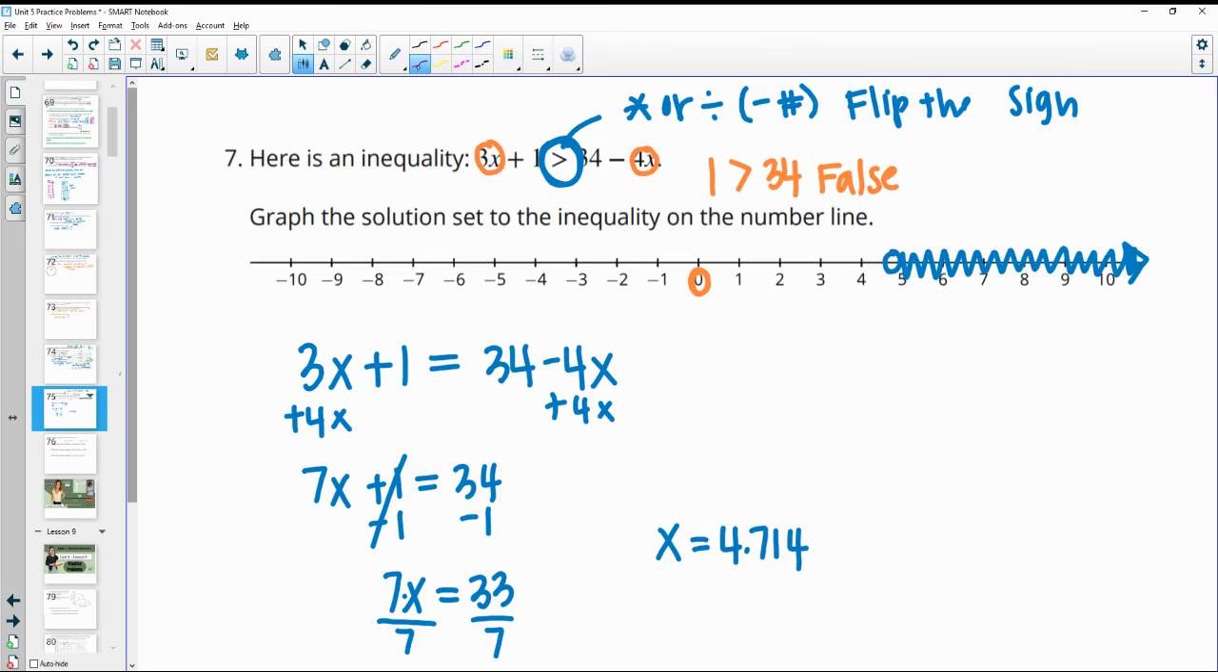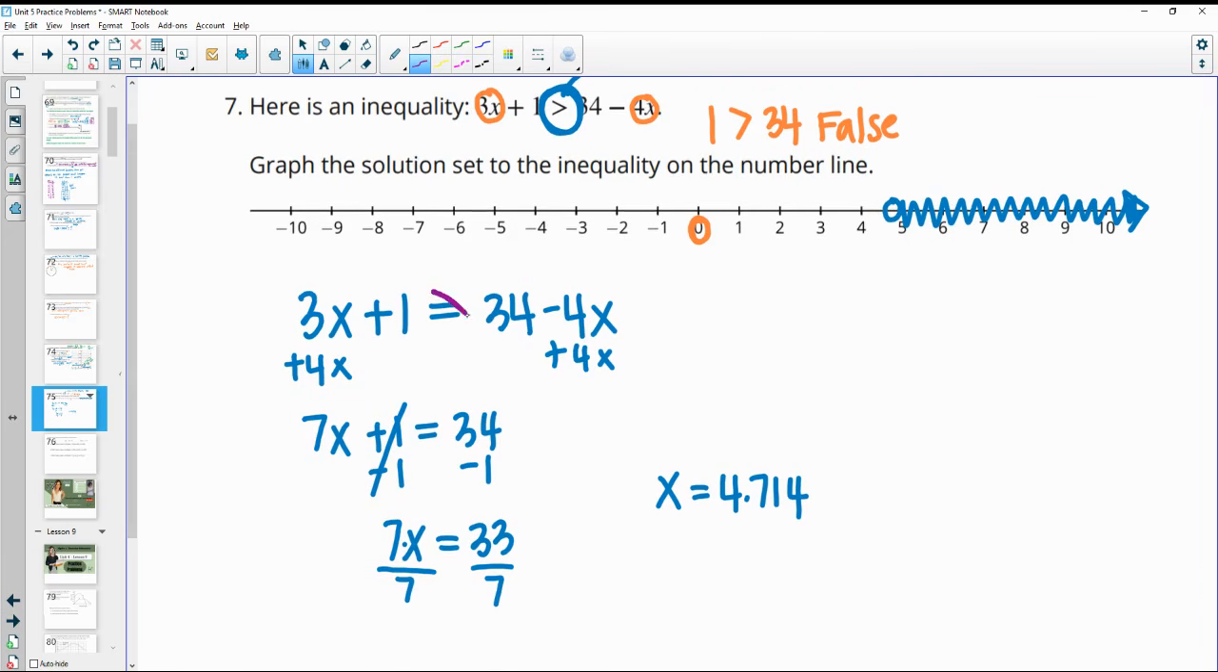So that's one way. You could also have left this as a greater than sign. And right here, when you divide, you divided by a positive number, so you don't flip the sign. So then it just stays greater than. So we know that the solution is x's that are greater than 4.7, and greater is shading to the right.